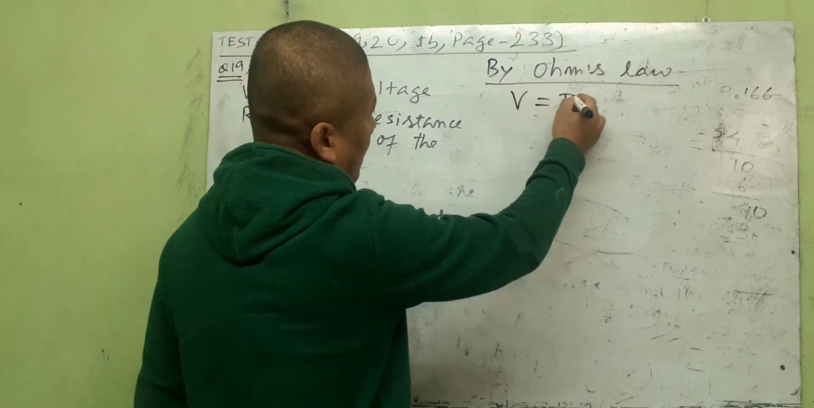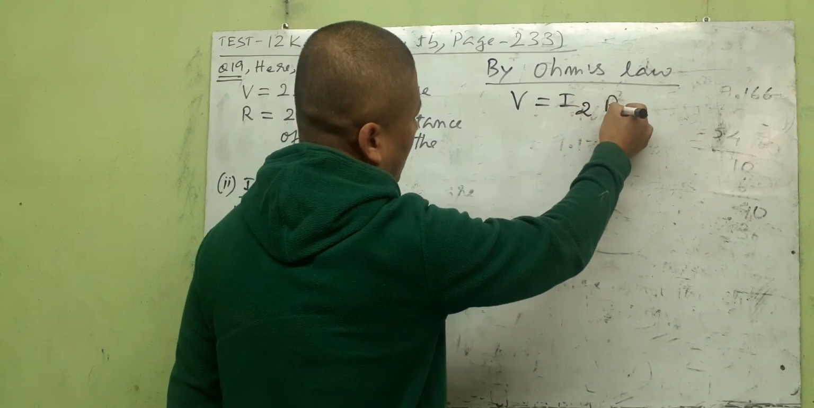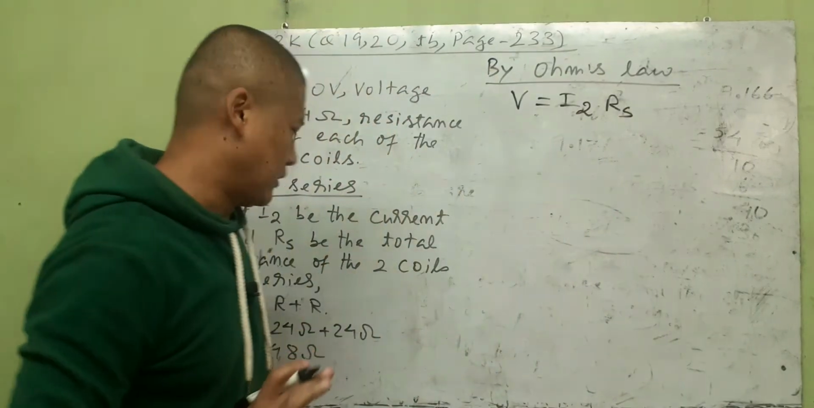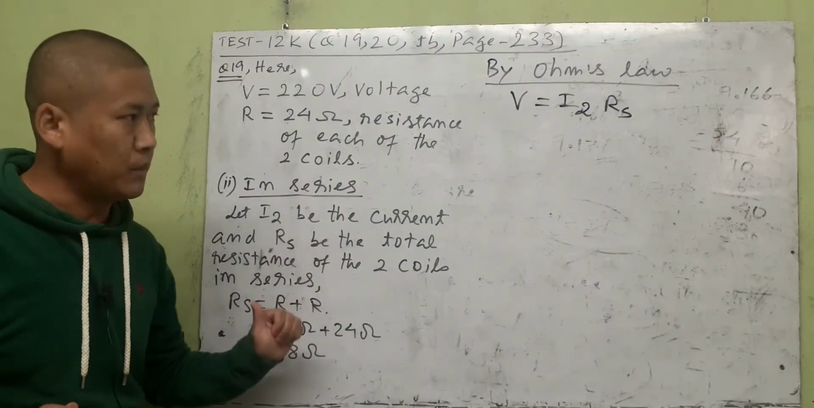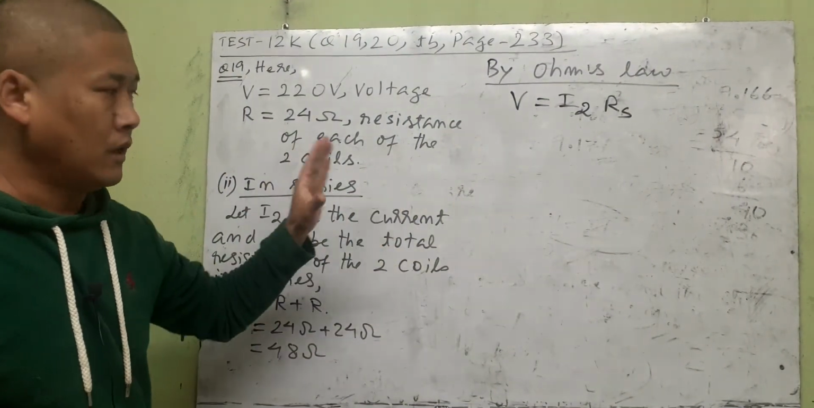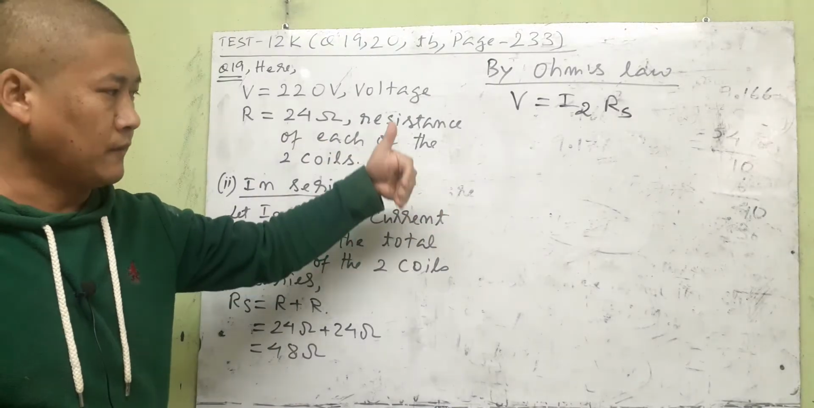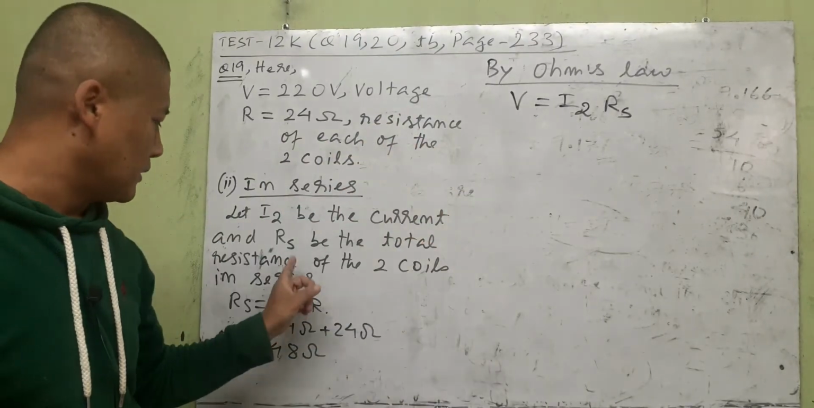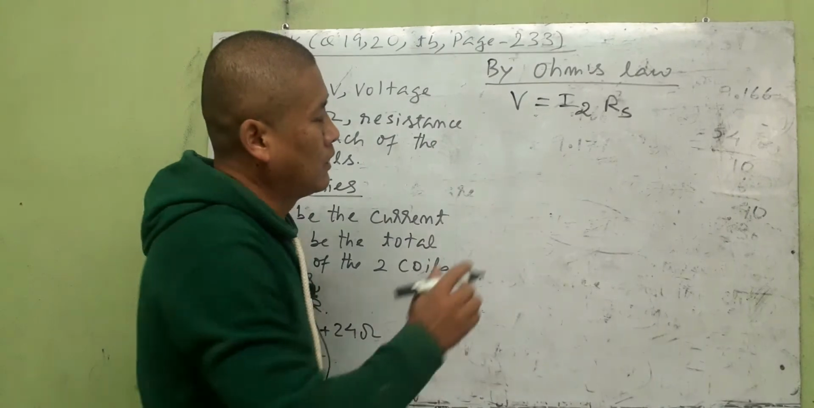V is equal to I, in this case I2, into R, total RS, because now they're in series, the two are combined, so we need to use RS, not R. They're not used individually anymore like the first case. They're combined in series, so combined value total.